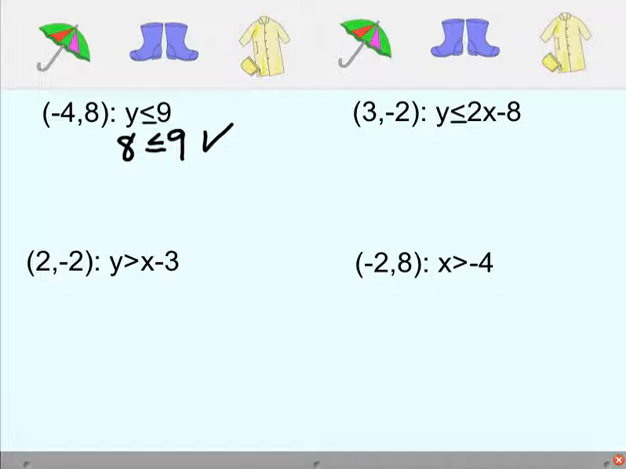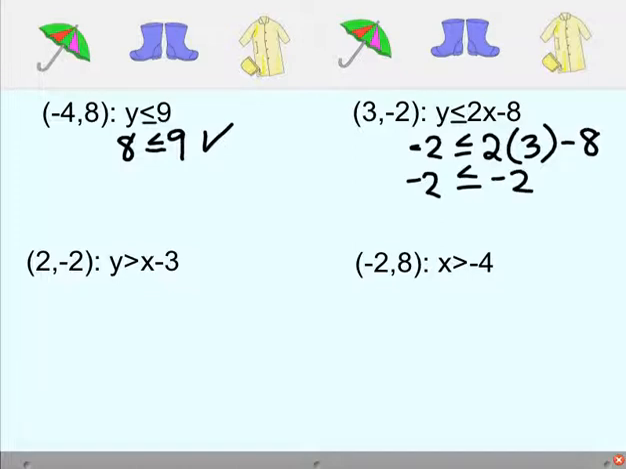And on the right side here, 3 comma negative 2, saying y is negative 2, is less than or equal to 2 times 3 minus 8. That means we have negative 2 is less than or equal to 6 minus 8, which is negative 2. Is negative 2 less than or equal to negative 2? Yes, it is. So we're good to go there. We would want to include that solution.